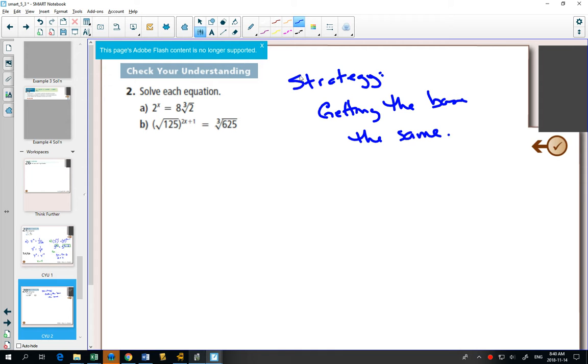So the same thing's going to happen here. On this side, we have 2 to the x. So we want to look at the other side and figure out how we can write it as powers of 2. What can you change 8 to? 2 cubed. What can you change the cube root of 2 to? 2 to the 1/3.